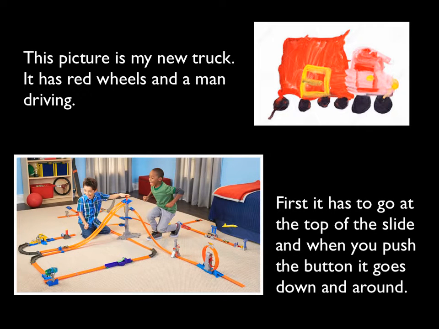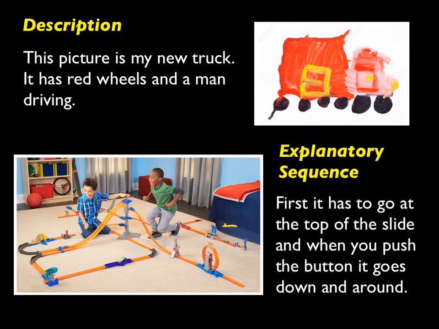"First, it has to go at the top of the slide, and when you push the button, it goes down and around." So this constitutes the second structural feature of an explanation. Description followed by an explanatory sequence. Explanatory sequences are made up of processes arranged in a logical order that tell how, why, and sometimes how and why combined.